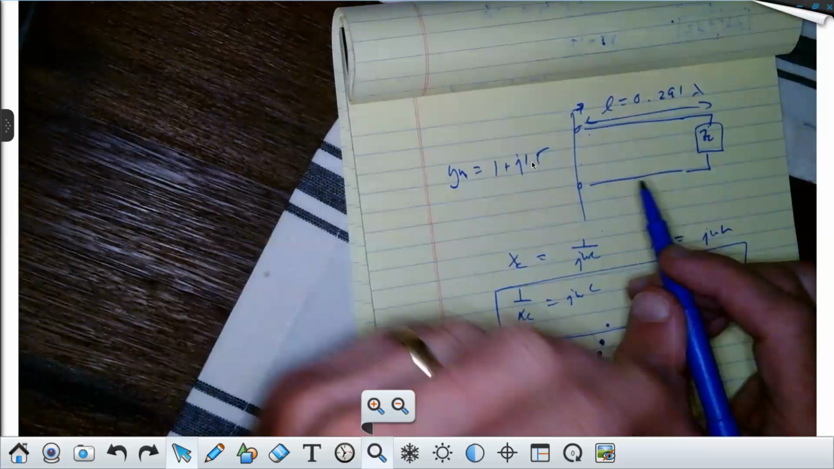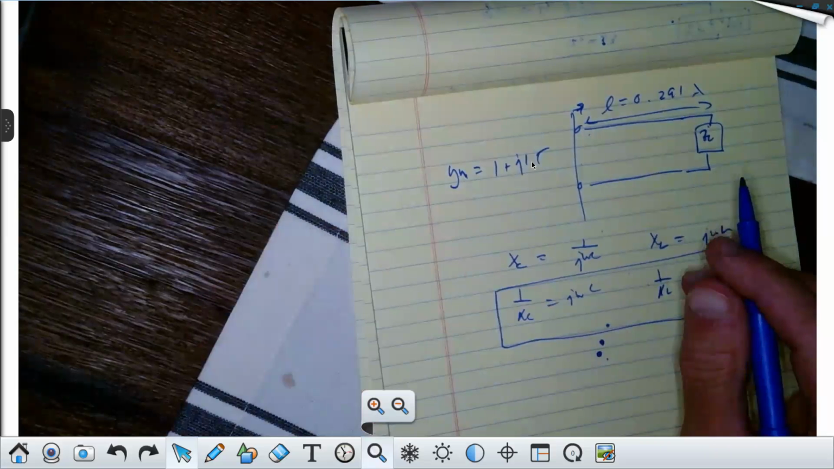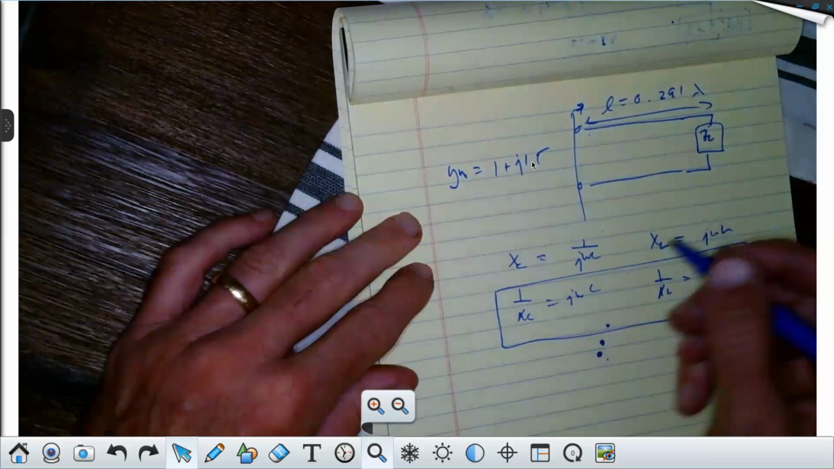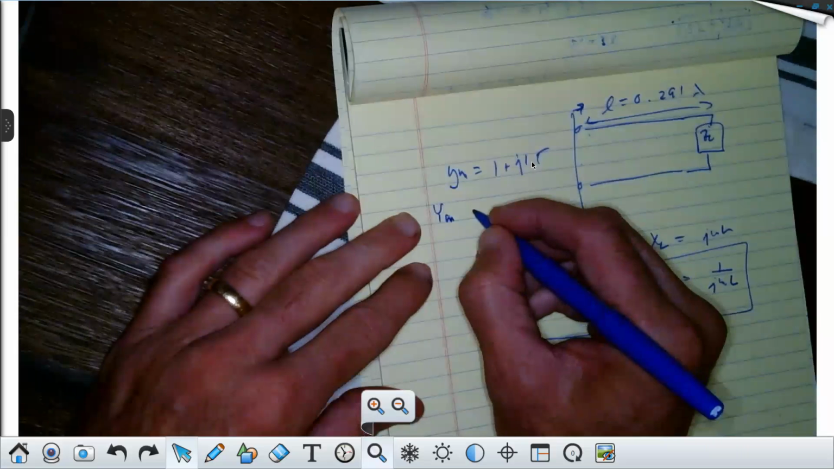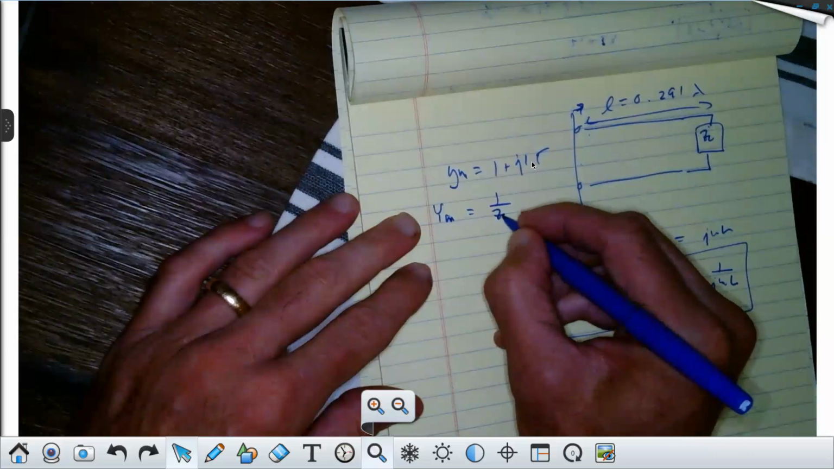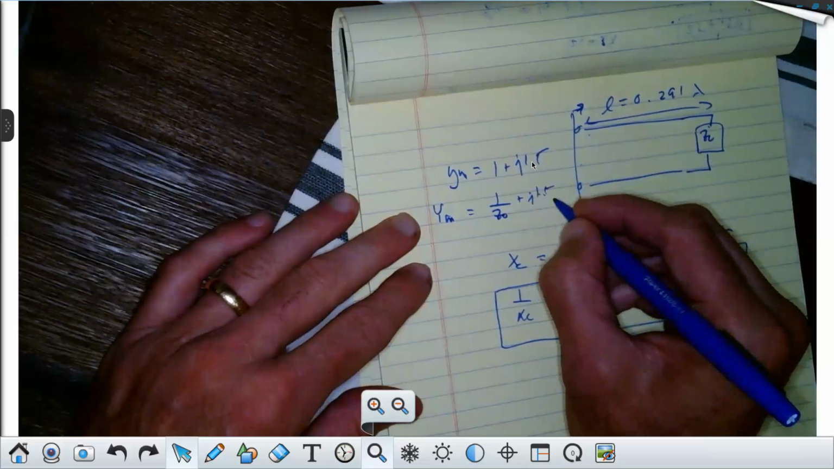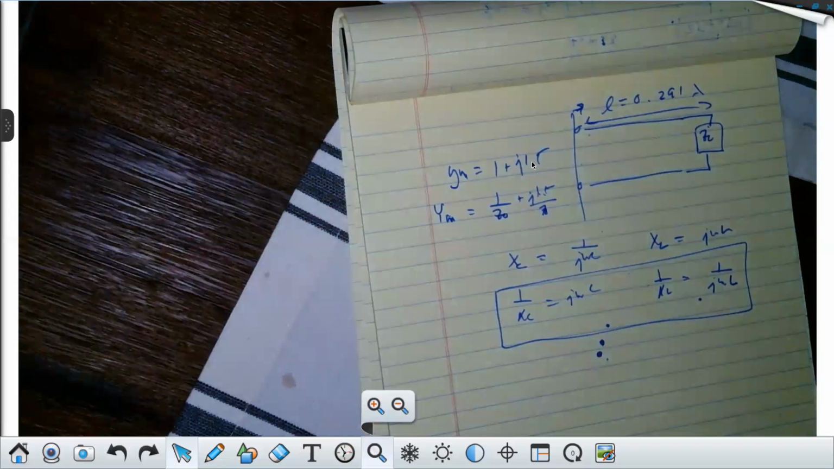So to get the unnormalized admittance, we have to divide by Z0 rather than multiply. So we can now say that the actual value of Yin would be 1 over Z0 plus J 1.5 over Z0. Are you with me? This would be the normalized admittance. You take 1 over that, you would get the input impedance. Are you with me, class?